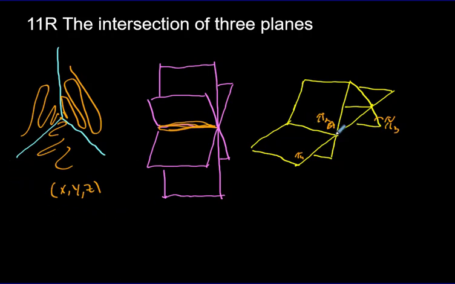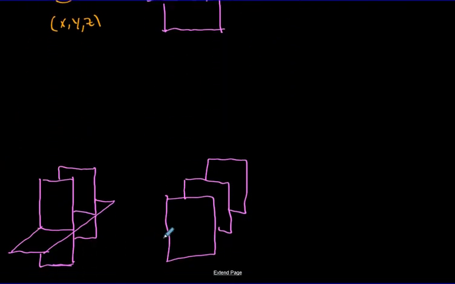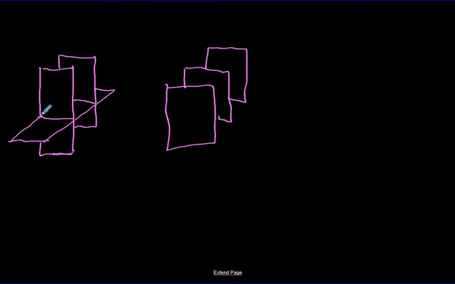Even though they intersect here, we also have other situations where they don't intersect. These would be ones where we have parallel planes, but one plane intersects them. This also is no solution, but we can also have all three planes that are parallel.